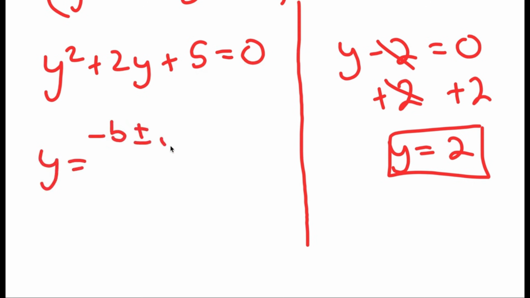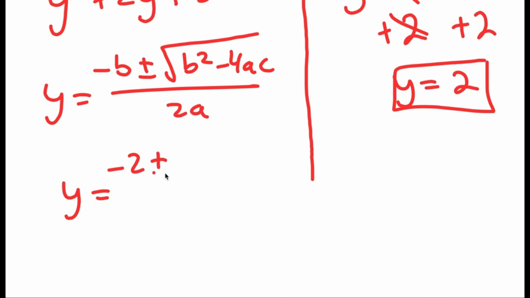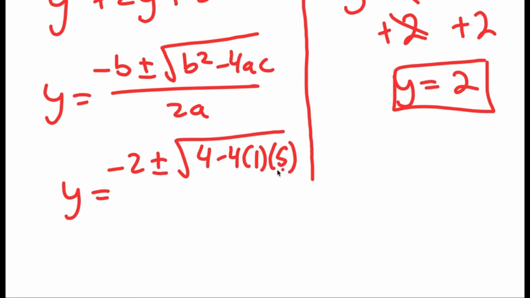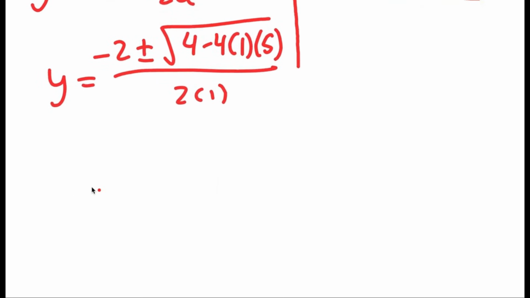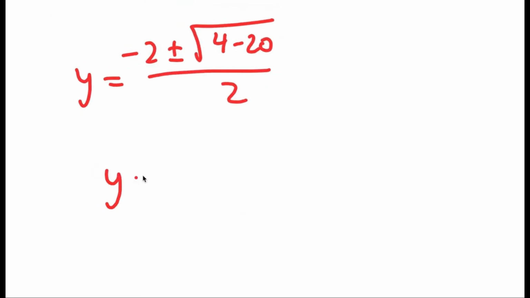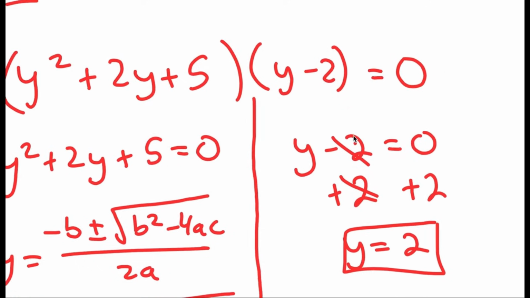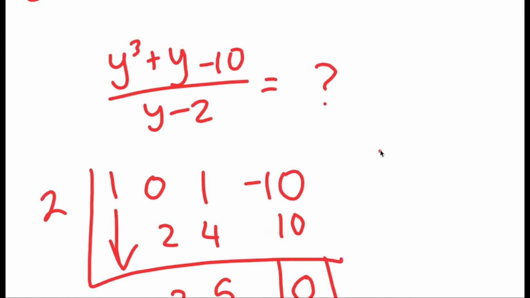And for y squared plus 2y plus 5 equals 0, I'm going to use the quadratic formula, which is negative b plus or minus the square root of b squared minus 4ac all over 2a. So I get y equals negative 2 plus or minus the square root of 2 squared, which is 4, minus 4 times 1 times 5, all over 2 times 1. And this turns into negative 2 plus or minus the square root of 4 minus 20 over 2, which is equal to negative 2 plus or minus the square root of negative 16 over 2. And because we have the square root of a negative number, we cannot use the solution of y, meaning we can only use y equals 2 as a solution.